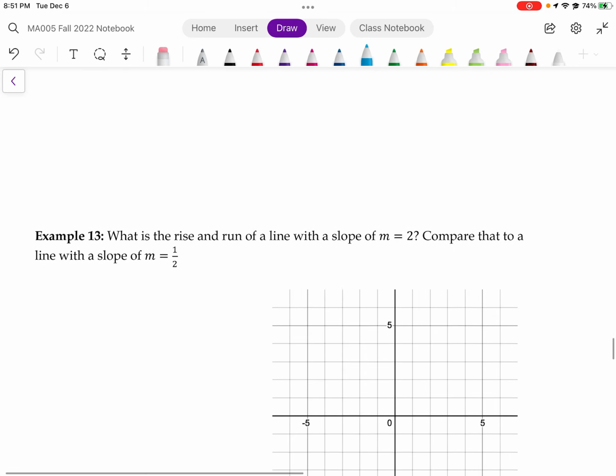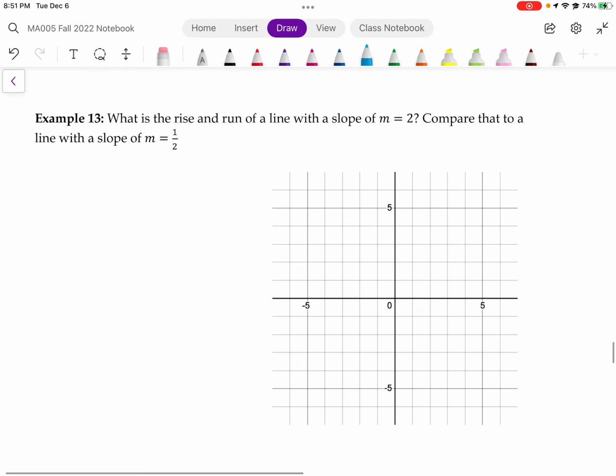All right, number 13. What is the rise and run of a line with a slope of 2? So remember that m equals 2 means 2/1. So this is our change in y, that's our rise, and this is our change in x. So the rise is 2 and the run is 1.